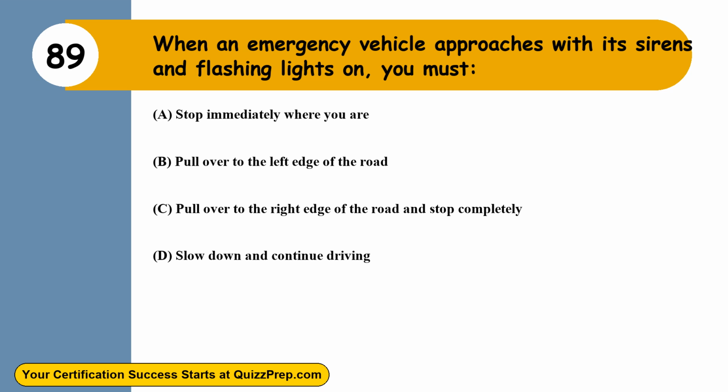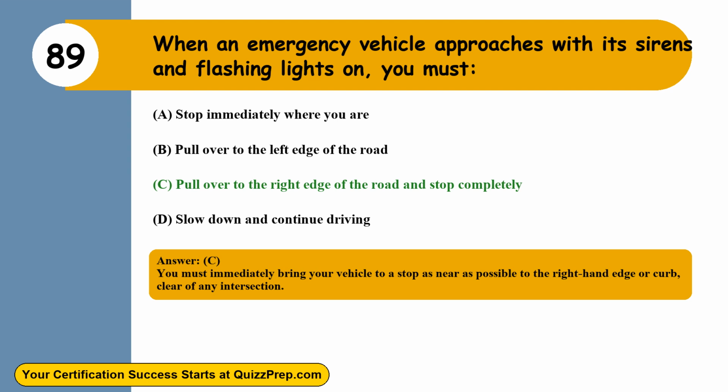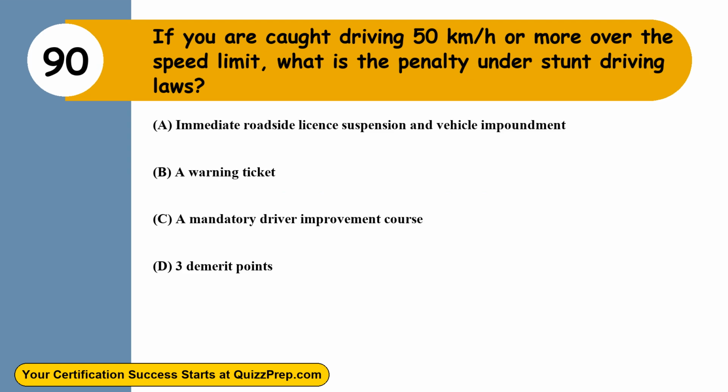Question 89. When an emergency vehicle approaches with its sirens and flashing lights on, you must: Option A, stop immediately where you are. Option B, pull over to the left edge of the road. Option C, pull over to the right edge of the road and stop completely. Option D, slow down and continue driving. The correct answer is option C. Pull over to the right edge of the road and stop completely. You must immediately bring your vehicle to a stop as near as possible to the right-hand edge or curb, clear of any intersection.